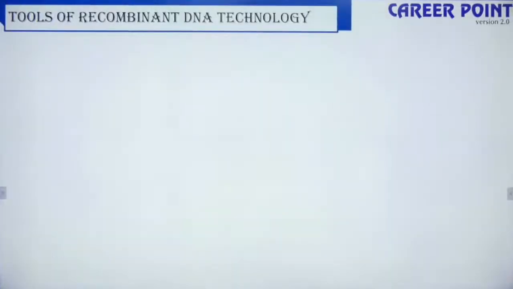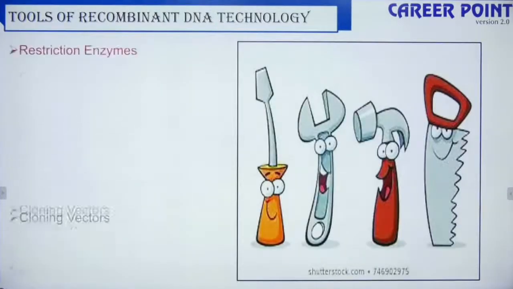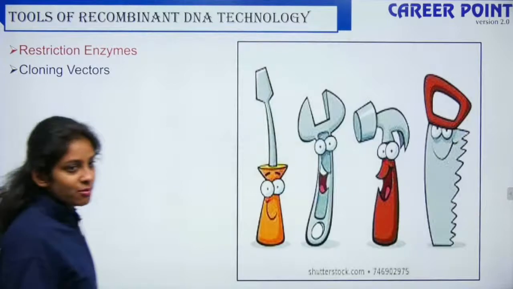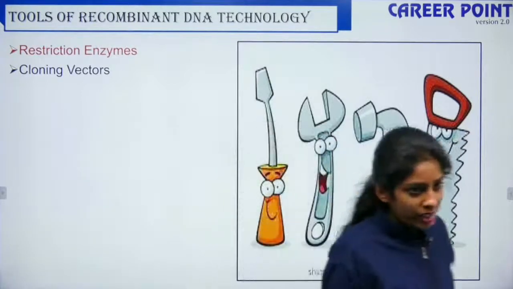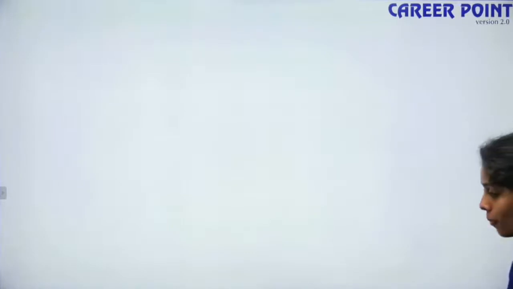So this is part 4. If you remember, we are on the tools of recombinant DNA technology. We are done with restriction enzymes. Today we are yet to talk about cloning vectors. So let's talk about cloning vectors, and for another day we'll keep the competent host.